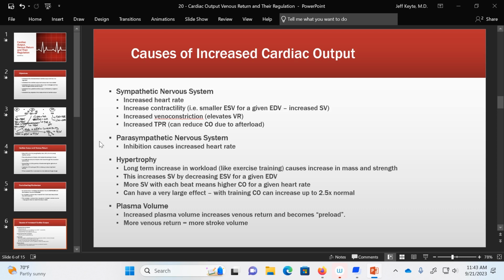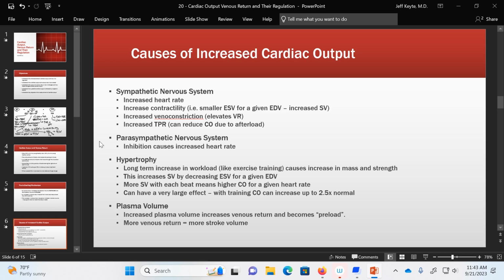Parasympathetic inhibition increases heart rate, stimulation decreases heart rate. Hypertrophy. Okay, so if the heart has to work hard for long periods of time, like over weeks to months, it hypertrophies. It gets heavier and stiffer and stronger, right? So long-term it increases the mass and strength, right?